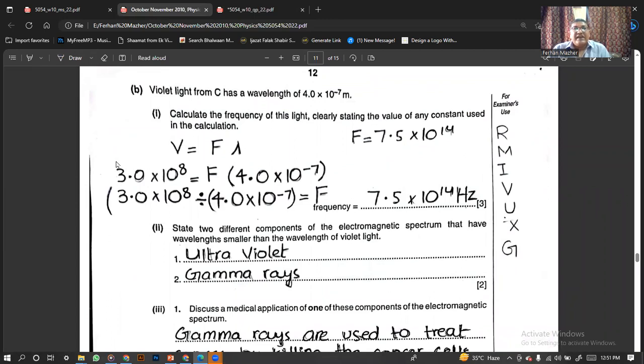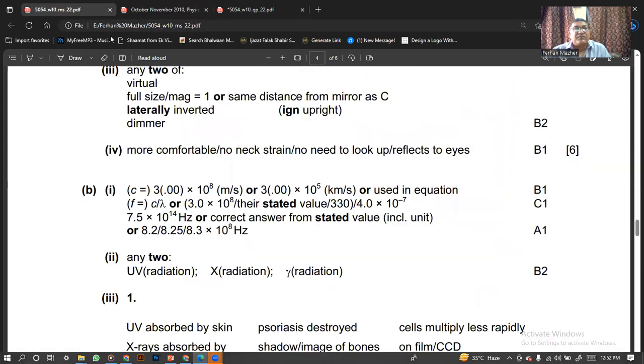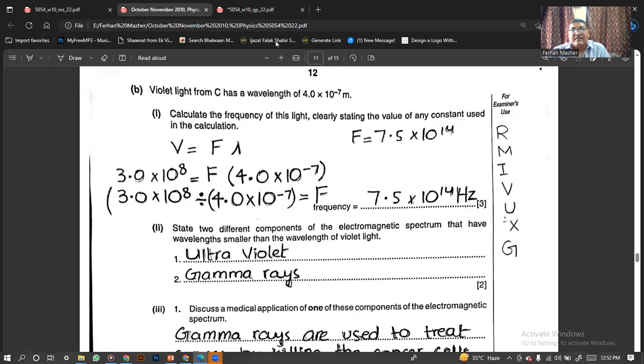the frequency. v equals f lambda. The velocity is 3 x 10^8 equals f times lambda, the wavelength, 4 x 10^-7. So f will be equal to 3 x 10^8 divided by 4 x 10^-7. When you do this in your calculator, you will get 7.5 x 10^14 hertz. 7.5 x 10^14 hertz is the right answer, sir.